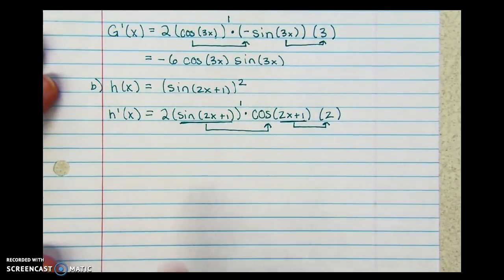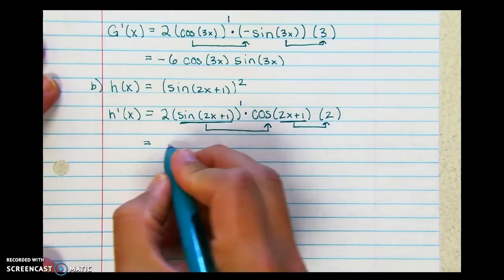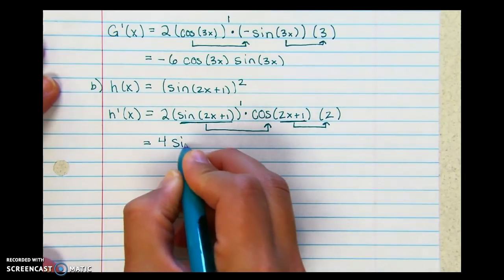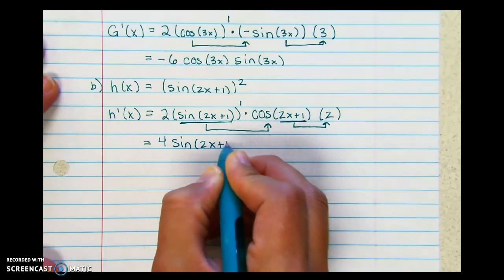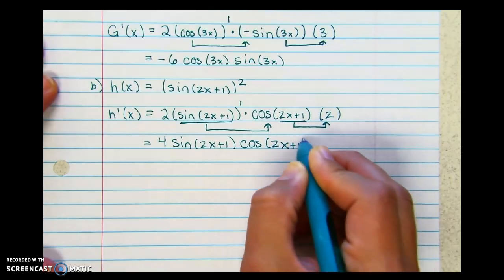2. One-step simplification. That just means you bring any negatives or numbers to the front. So we have 2 times 2 is 4. But sine times cosine stays sine times cosine. Like that.